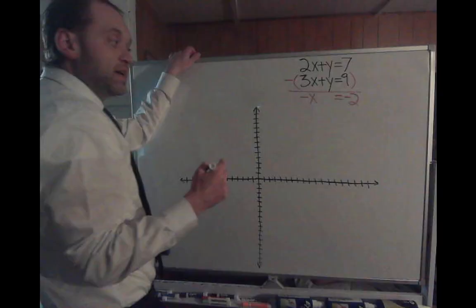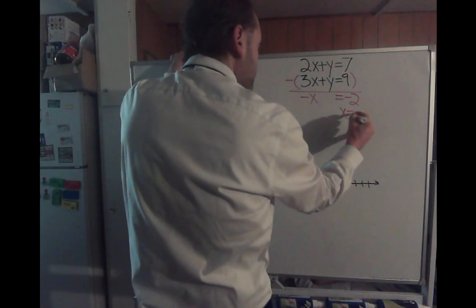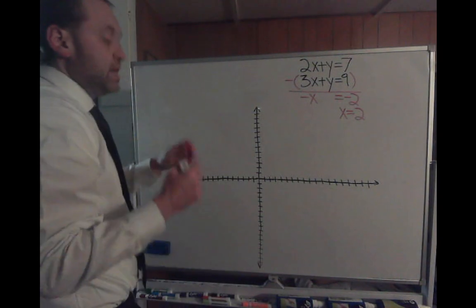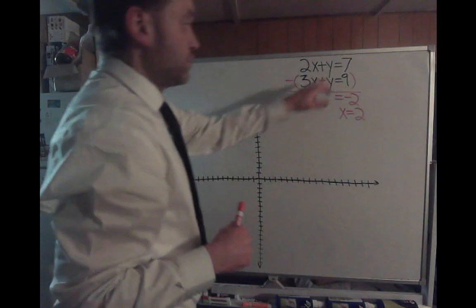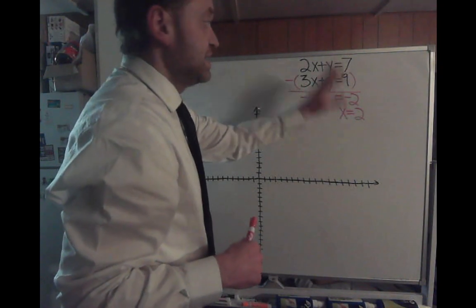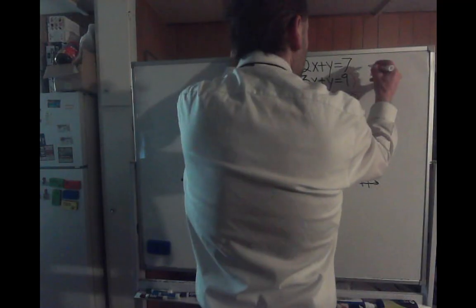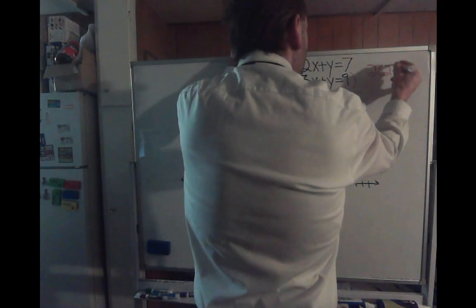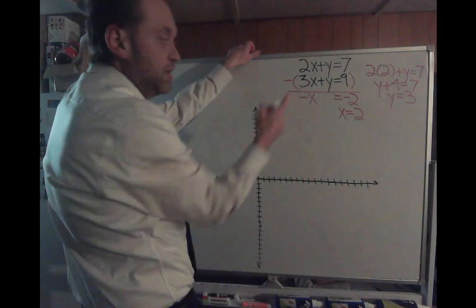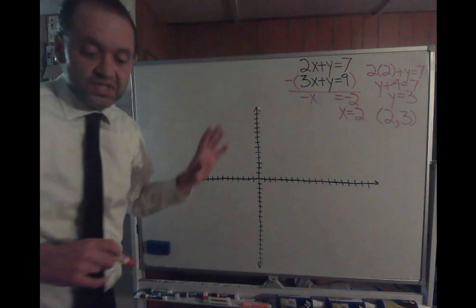So you would get negative x equals negative 2, giving you an x-coordinate for the point of intersection of 2. Now, in order to solve for the y, stick this value of x into either equation, whichever one you choose. I'm going to stick it into the top one, so you'll take 2 times 2 plus y, set that equal to 7, which would give you y plus 4 equals 7, gives you the y-coordinate of the point of intersection of the two lines to be 3. So the point of intersection is going to be at the point 2, 3. That's where these two lines would intersect.